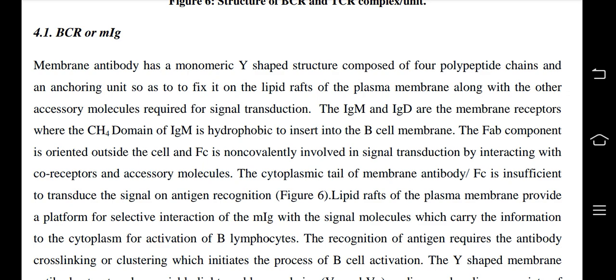The IgM and IgD are the membrane receptors where the CH4 domain of IgM is hydrophobic to insert into the B cell membrane.